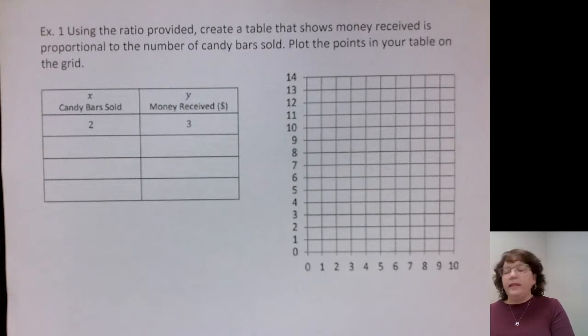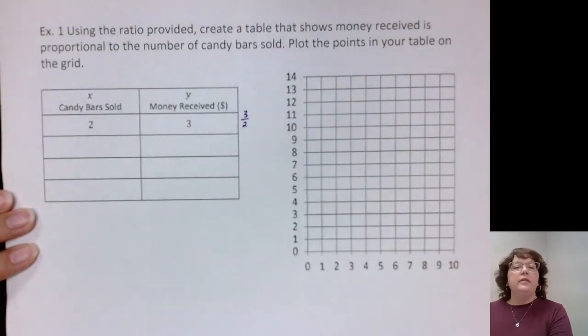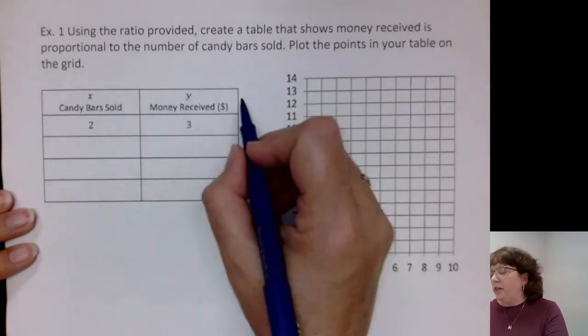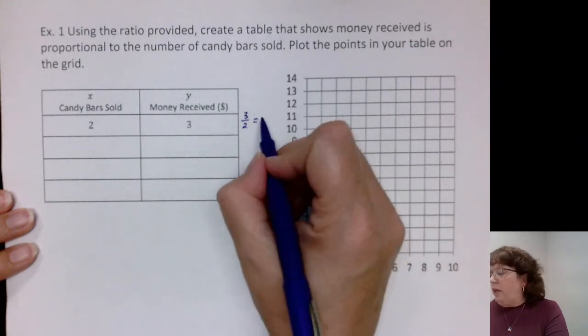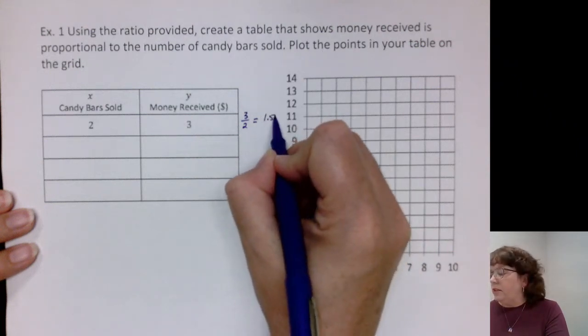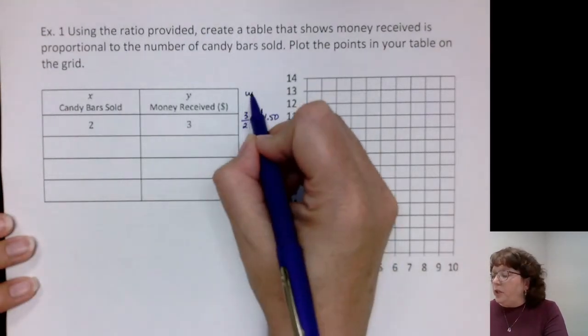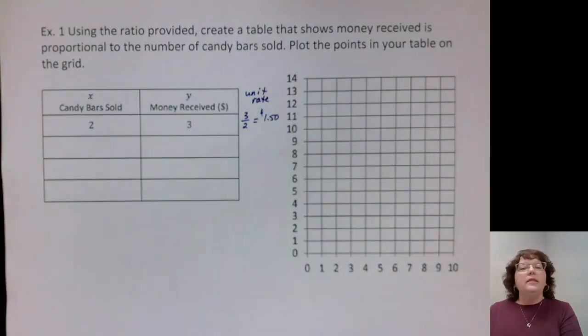Okay, we already said this earlier, right? We can set it up as a ratio, 3 halves, and that unit rate would be 1.5, or $1.50. So for our unit rate, we know that each candy bar in this scenario cost $1.50.